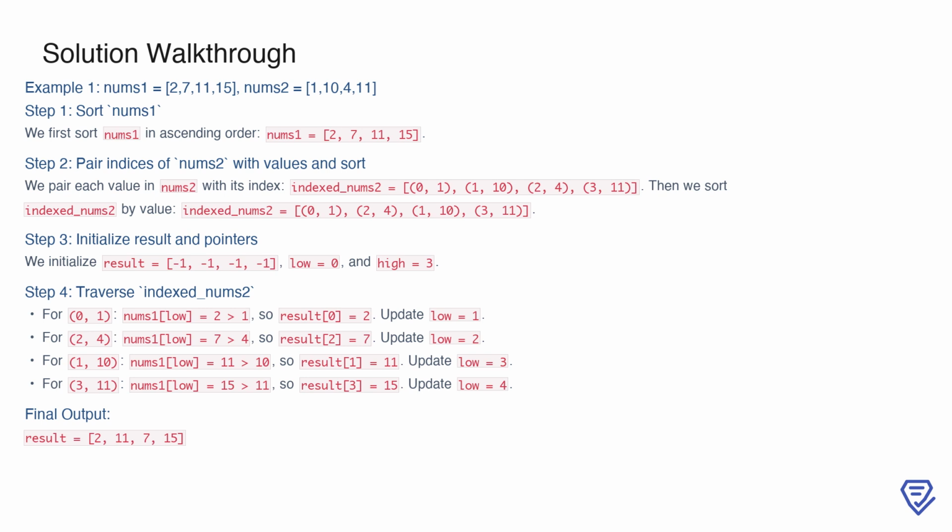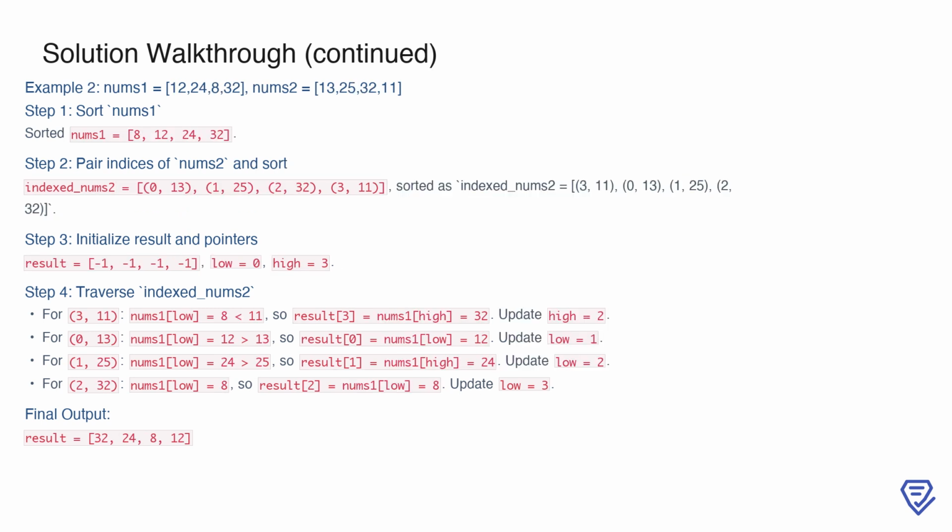Next, (2, 4): nums1[low] is now 7, which is greater than 4, so we assign result[2] equals 7 and move low to 2. (1, 10): nums1[low] is 11, which is greater than 10, so we assign result[1] equals 11 and move low to 3. Finally, (3, 11): nums1[low] is 15, greater than 11, so we assign result[3] equals 15 and increment low to 4. The final output is 2, 11, 7, 15.